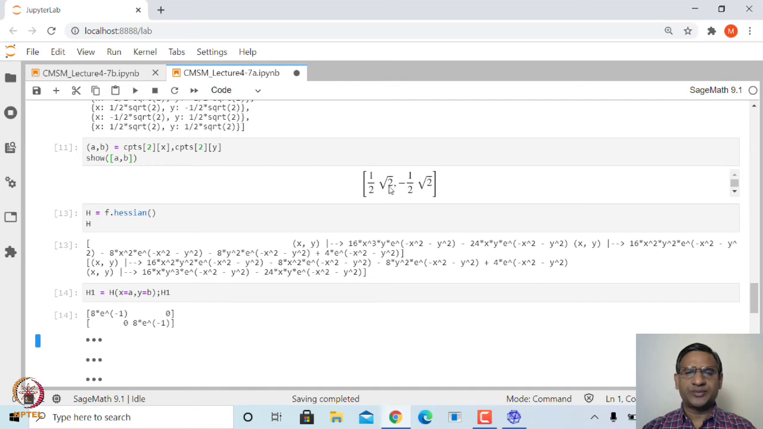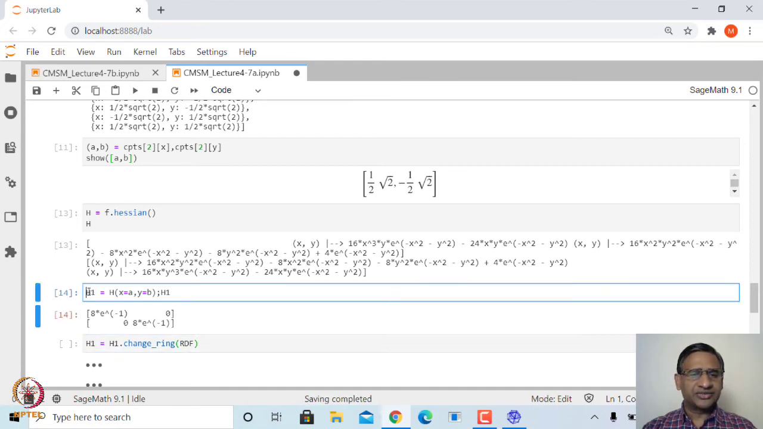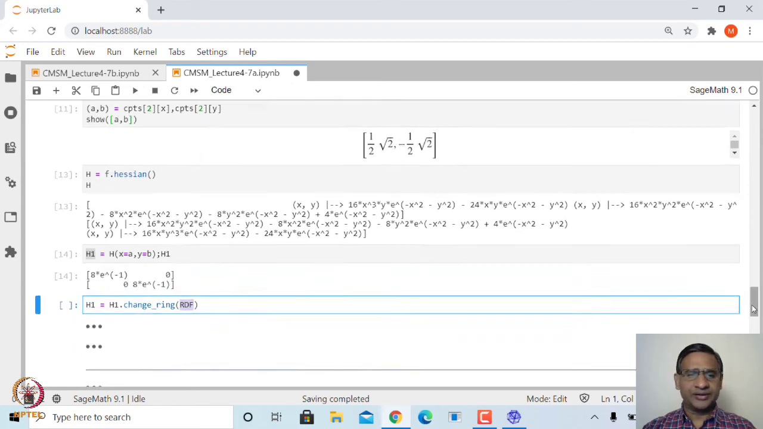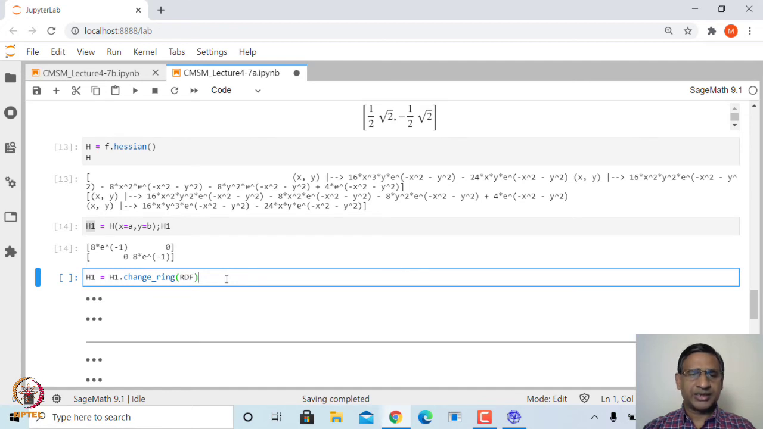Therefore, this point is a point of local minimum. We can also find whether this Hessian is positive definite or not by using an inbuilt function. First, we will change the domain from which these entries are taken. This RDF means the real field. So let us change this, otherwise it may be a symbolic field.